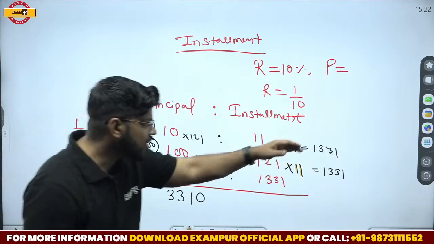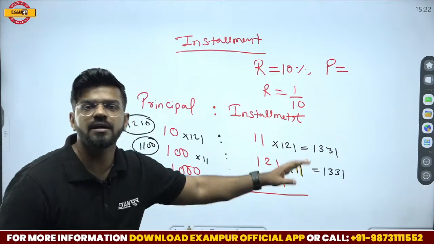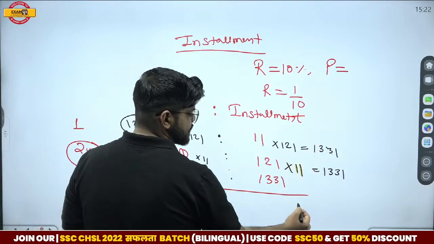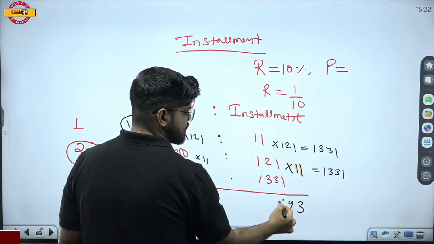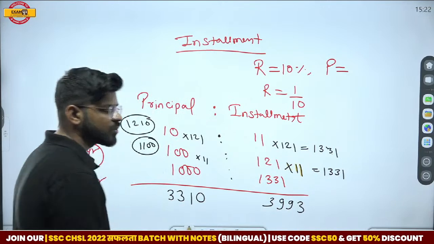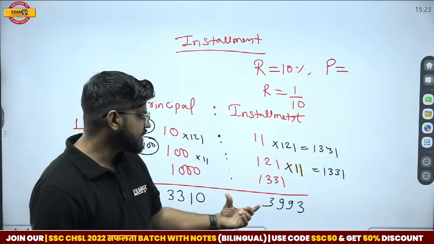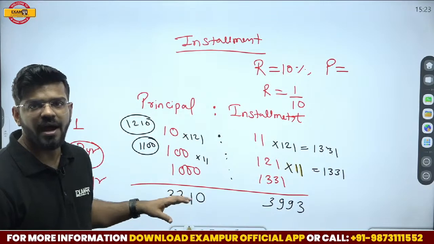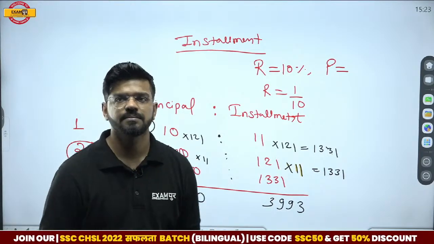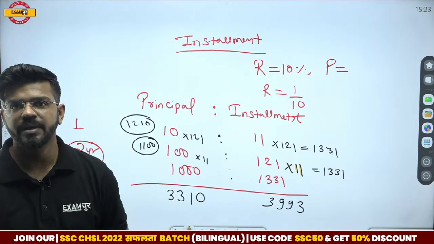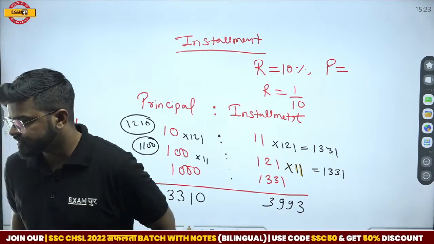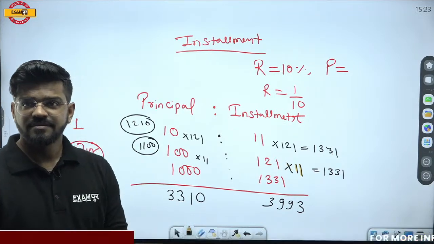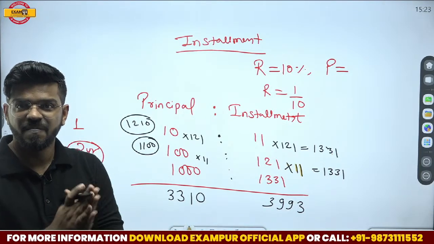If you add up all of these, these all will be the total amount. So plus it, 3993. This will be the total amount. And if you calculate the difference between them, this is what the person gave as interest, the overall interest. This is how the interest will be calculated. Is it clear to everyone? Shall we do some questions on that? Yes, excited?